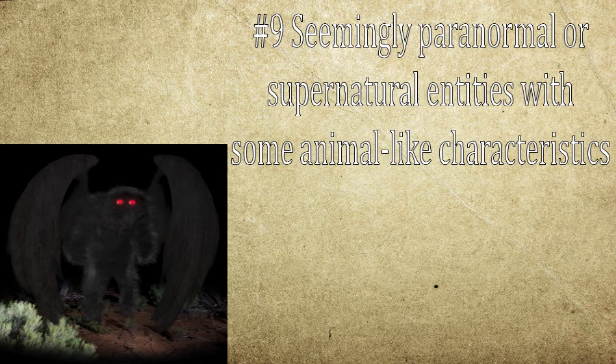The ninth category are seemingly paranormal or supernatural entities with some animal-like characteristics. One of the most famous examples of this is Mothman, a large moth-like creature that was allegedly sighted from about 1966 until 1967. The creature is thought to be some sort of prophet, as its sightings mostly vanished after the collapse of the Silver Bridge.